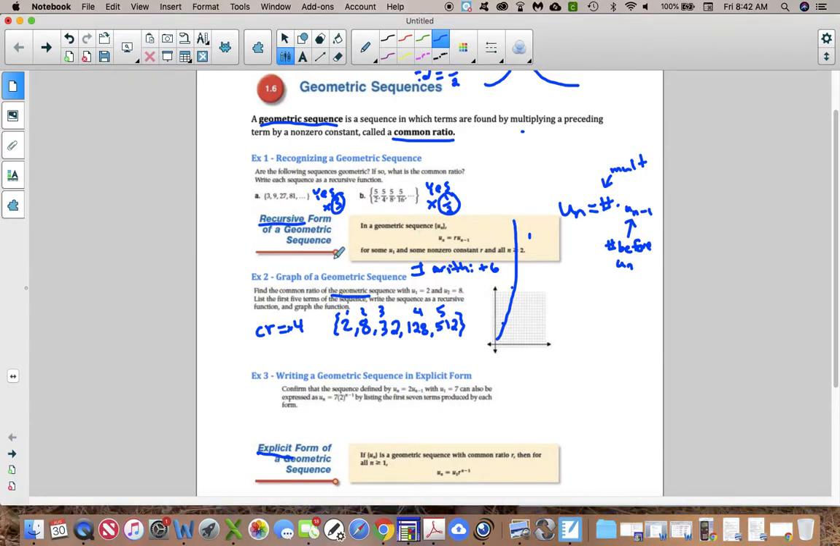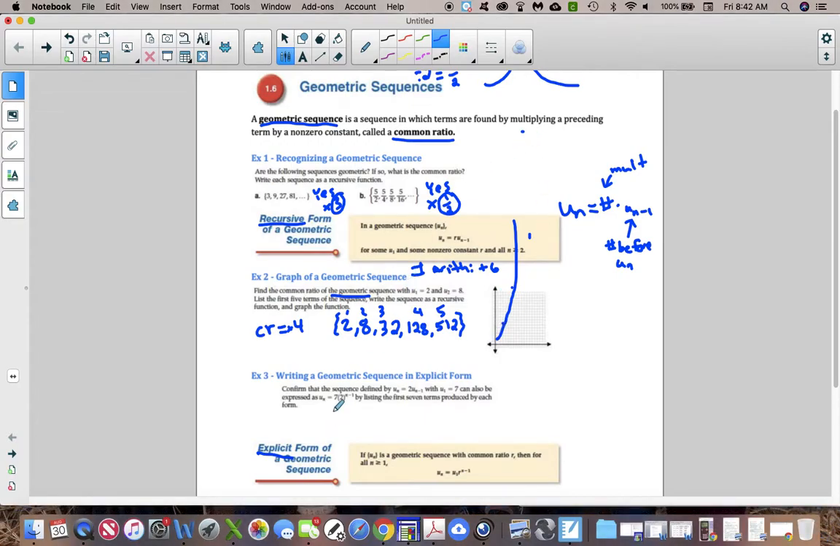4 is a pretty big number to be multiplying each time. If this number was 2 instead, it would level off a little bit more before it goes up really fast. But because 4 is a bigger number that you're multiplying each time, it's going to go up right away.